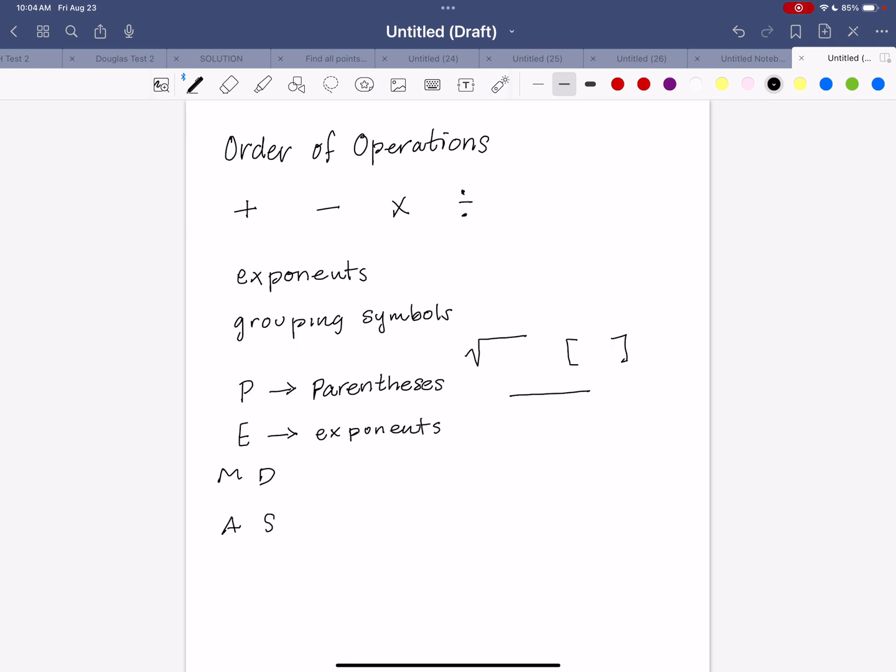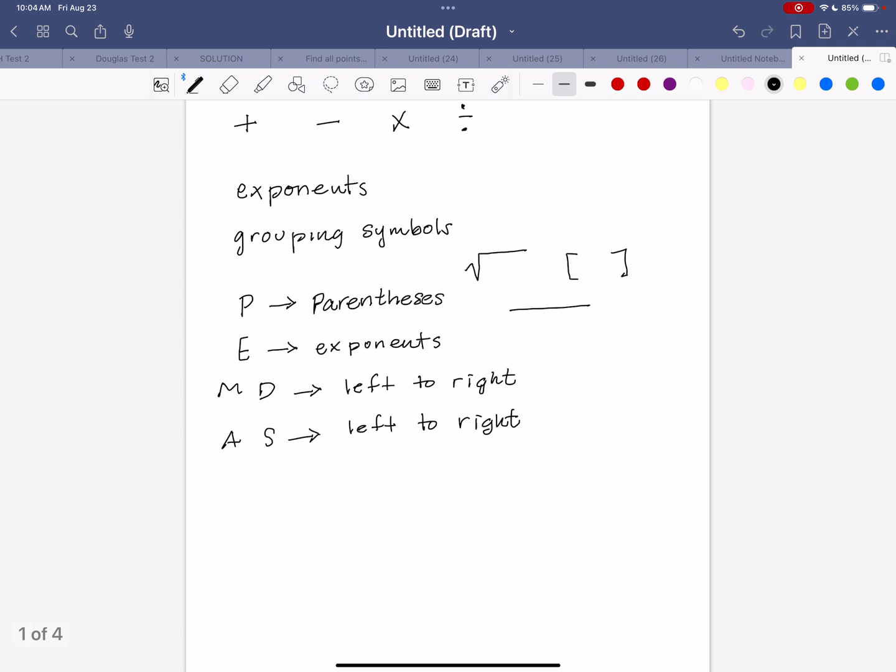Now after that, we multiply, divide from left to right. And that one can be tricky. And I'll show you an example of the trick where it seems to be tricky. And addition and subtraction is also left to right. So let me show you the multiplication division one that might seem a little tricky.